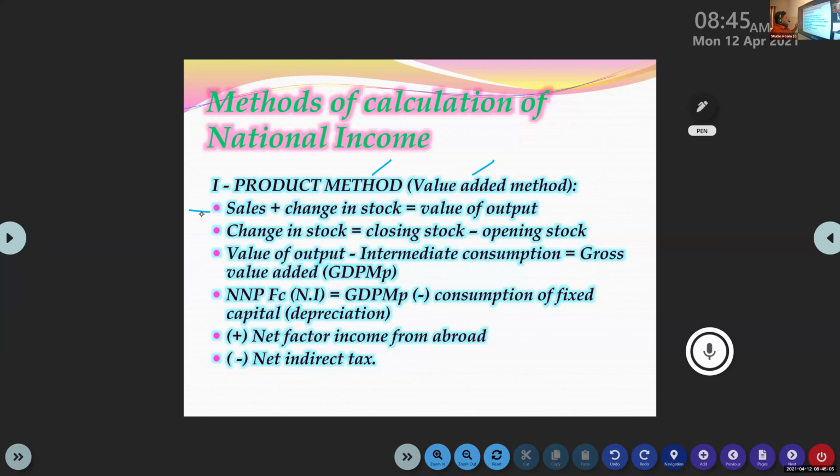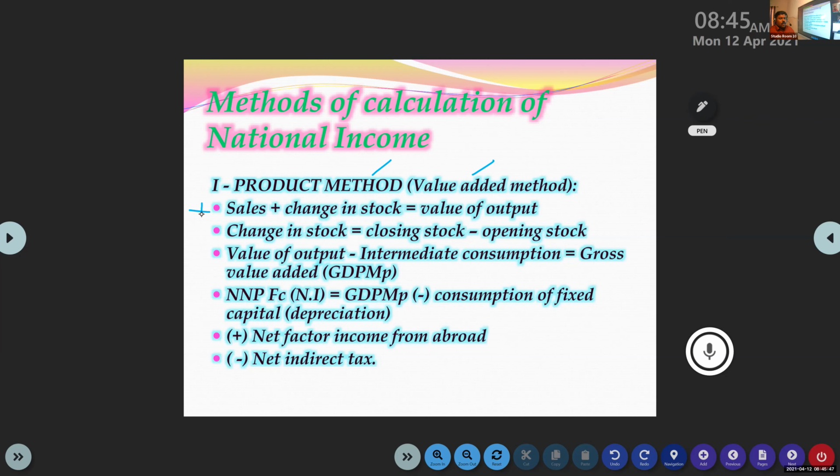First point, sales plus change in the stock is equal to value of output. Value of output. Okay, sales plus change in the stock is equal to value of output. Now, what is this change in the stock? We already know the two concepts: the concept of stock and the concept of flow. You know that, right? So what is change in the stock here? That is equal to closing stock minus opening stock.